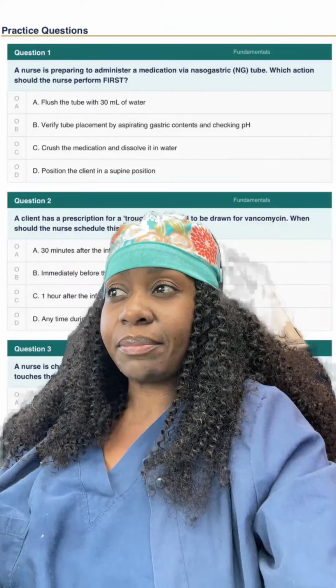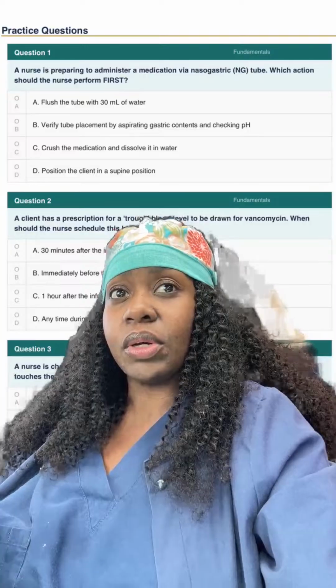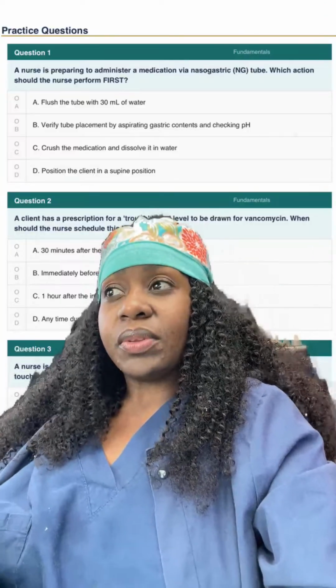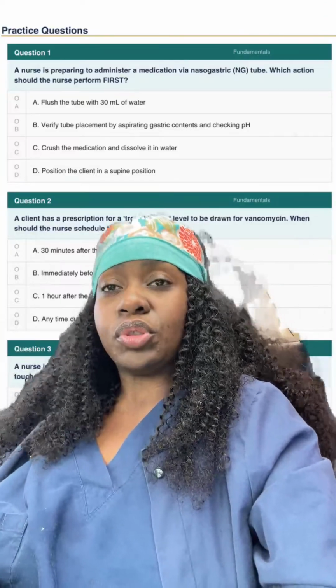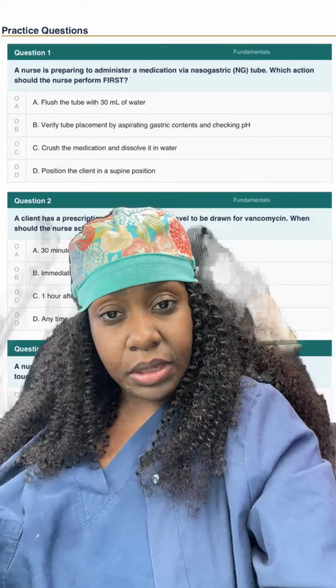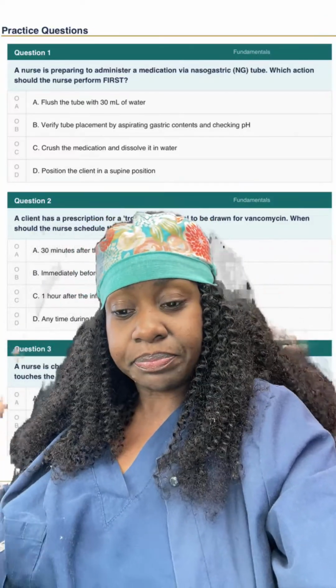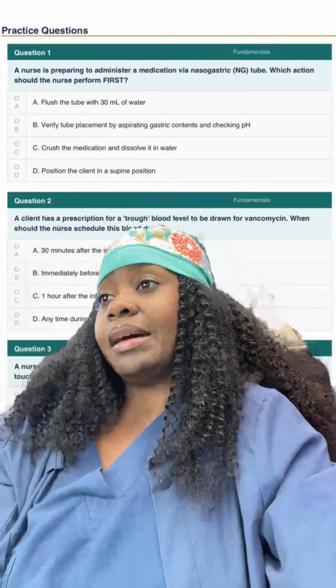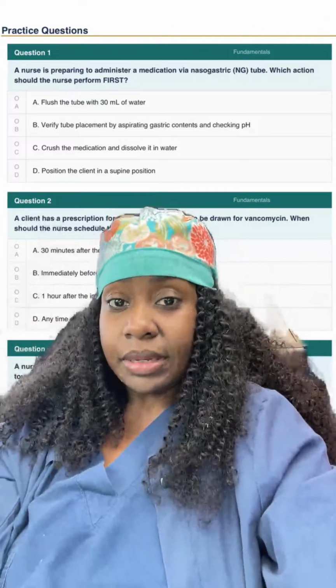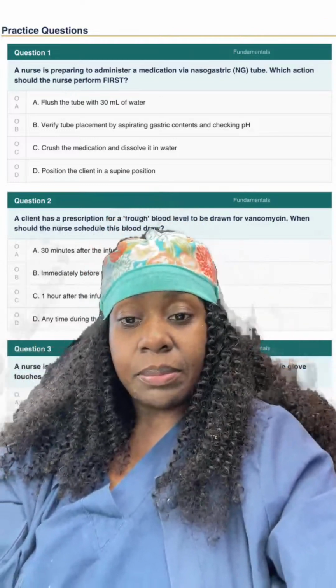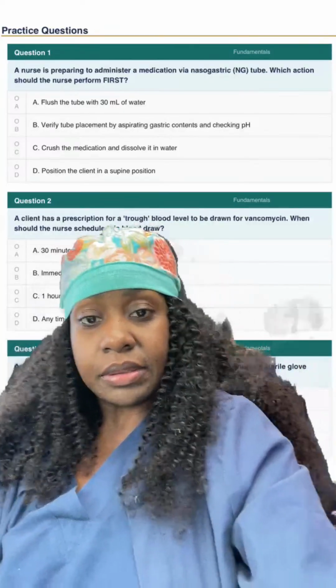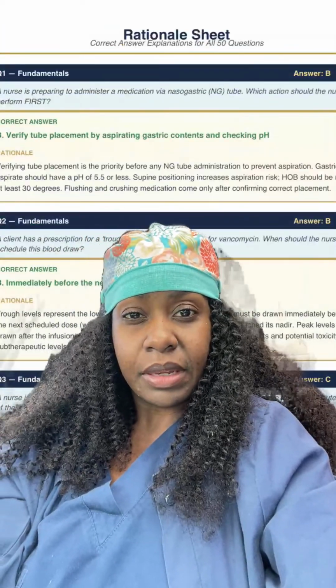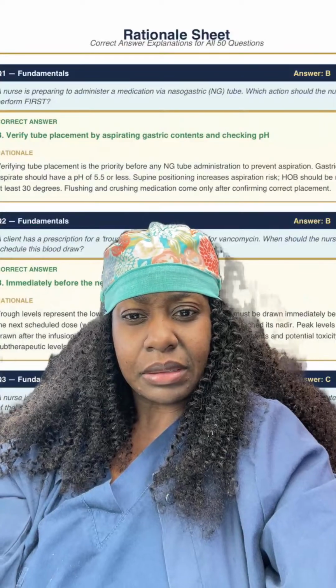That is important, because it will let you know that the NG tube is in place, and once you do that assessment, you can then give your patient the medication. Now, the rationale behind this: let me put the rationale up for you guys. I don't know if you guys can see it.